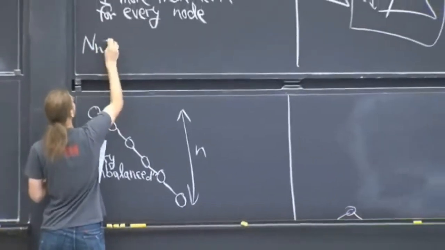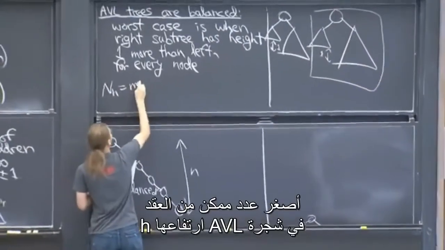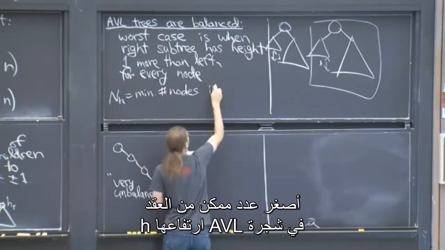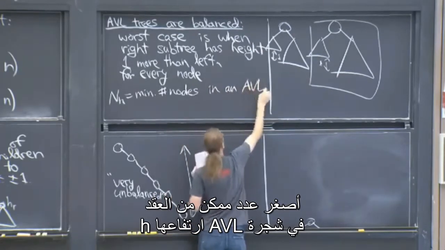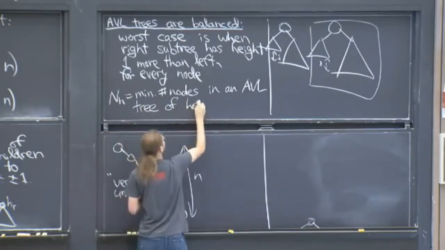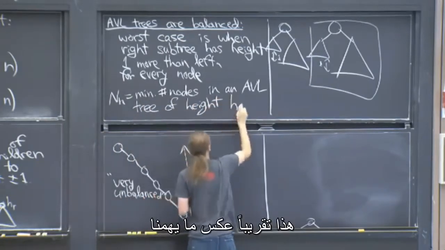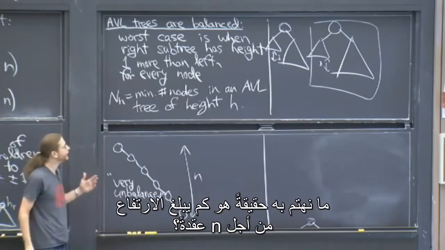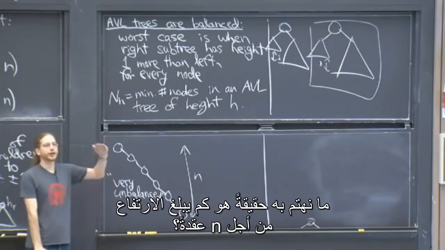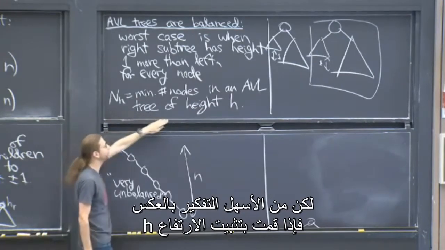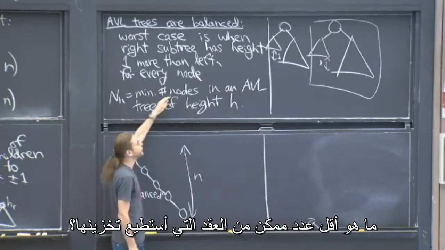So I'm going to define n sub h is the minimum number of nodes that's possible in an AVL tree of height h. Okay, this is sort of the inverse of what we care about, but if we can solve the inverse, we can solve the thing. What we really care about is for n nodes, how large can the height be? We want to prove that's order log n. But it'll be a lot easier to think about the reverse, which is if I fix the height to be h, what's the fewest nodes that I can pack in?